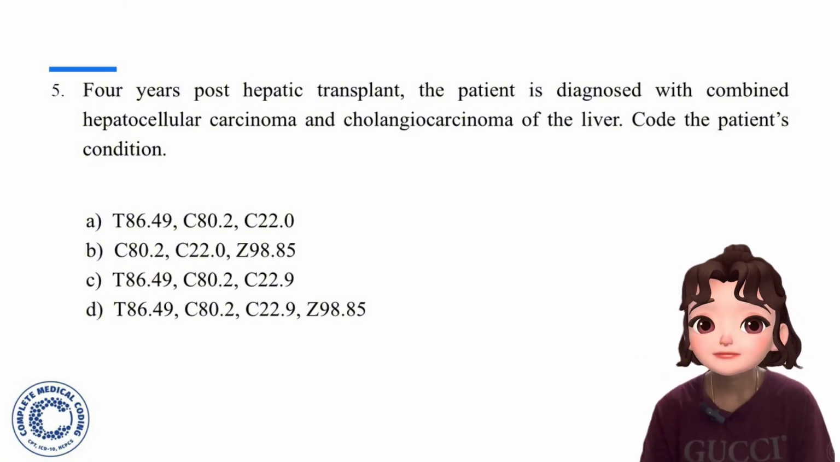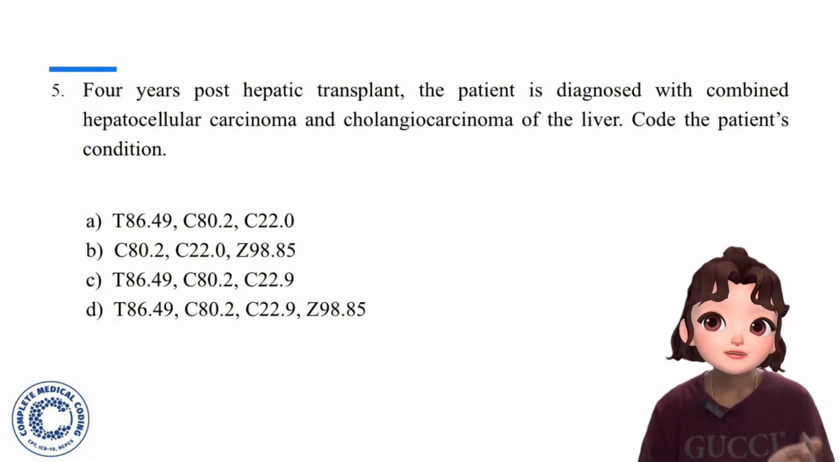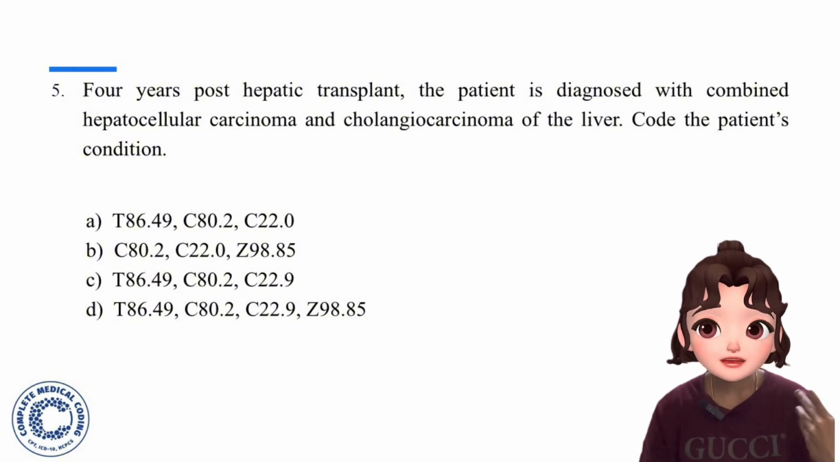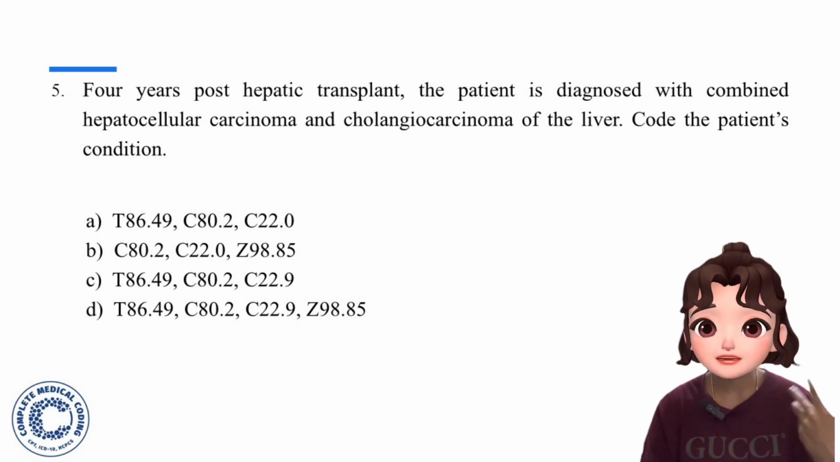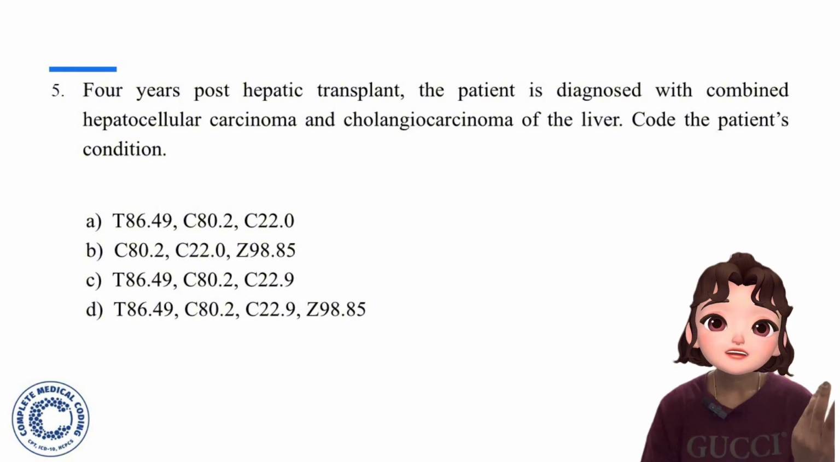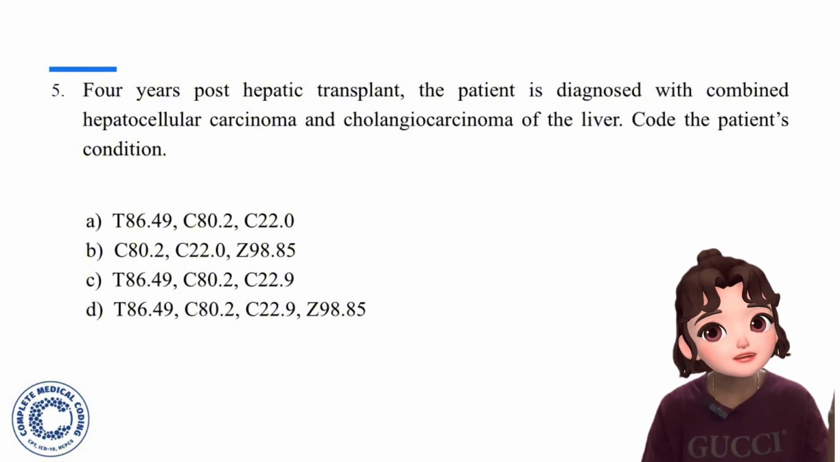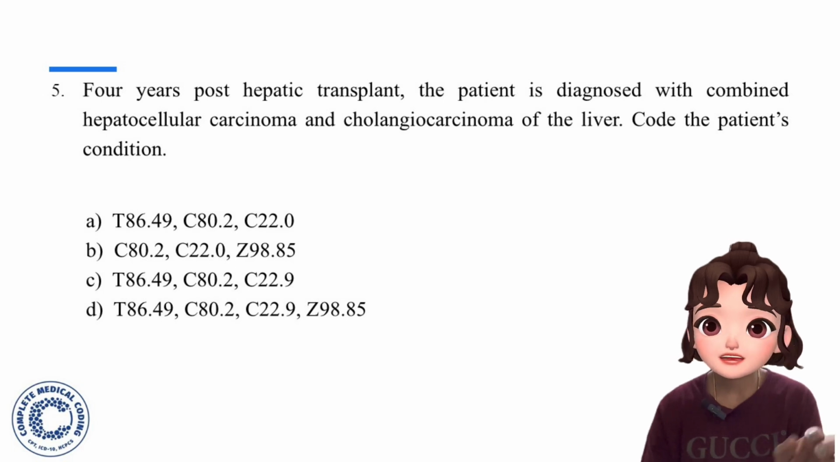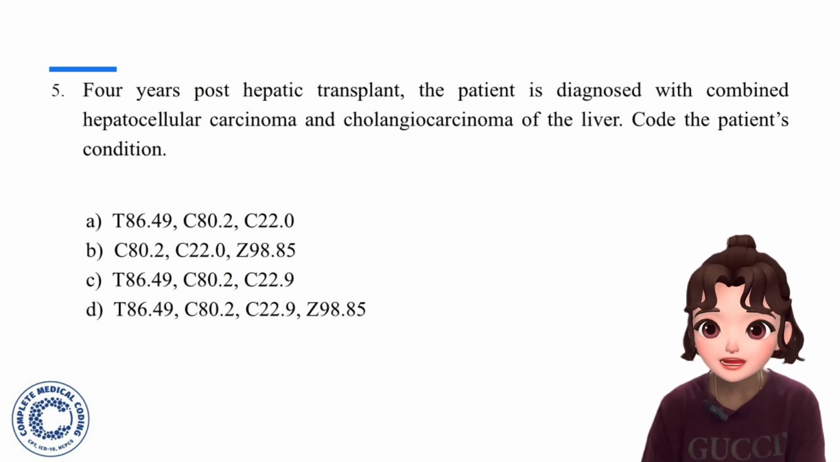What is the first one? T86.49, which is other complications of liver transplant. Yes, because in the question it is clearly mentioned that four years after the liver transplant, all these things happened. So that one should be coded first because it has happened because of a liver transplant, which is a severe thing. So, complications of a liver transplant, you can say.